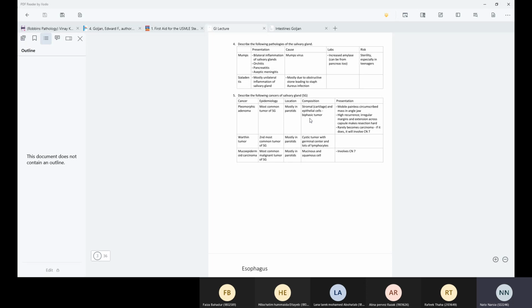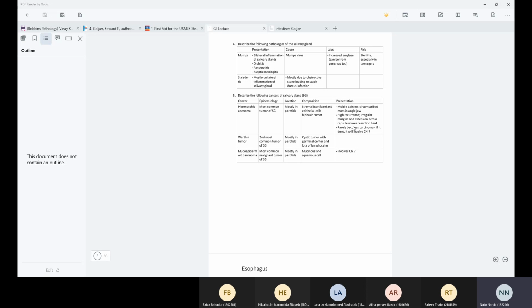But there is high recurrence, that is important, high recurrence. You can do the operation, and it is not an easy operation, actually. It is difficult to perform, and there is a very high risk of recurrence. For that reason, usually it does not help. Okay, so that's why pleomorphic adenoma is a bad condition, actually.